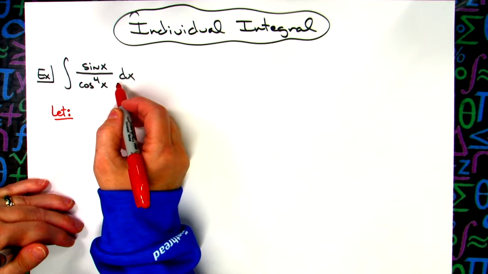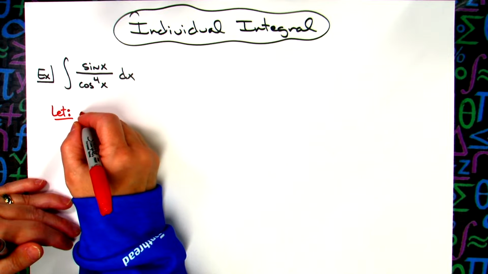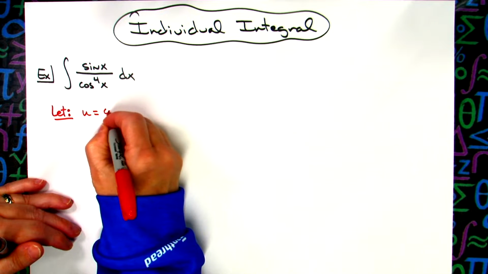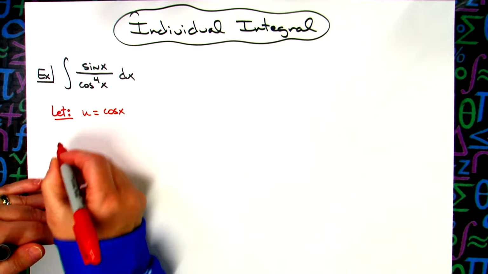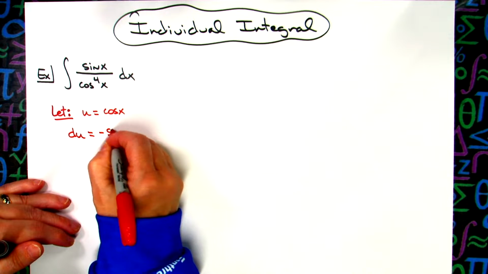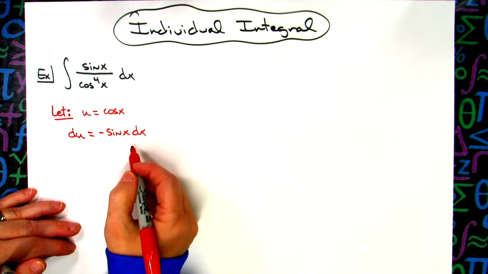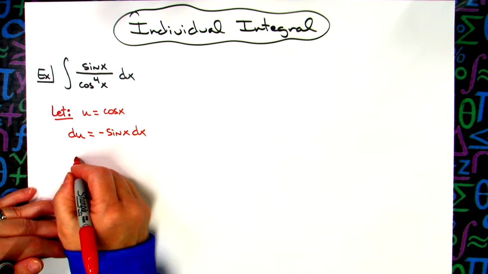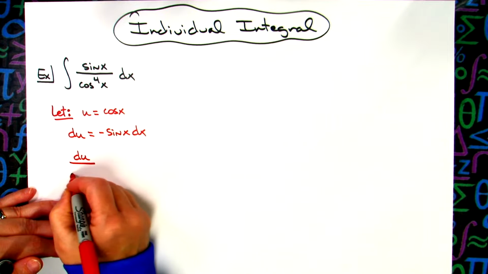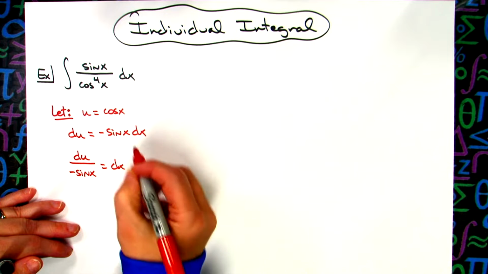The raised to the fourth power is the outside function. The cosine x is the inside function. So I'm going to let u be cosine x. I'm going to take the derivative of both sides, so we'll have a du is equal to a negative sine x dx. I'm going to go ahead and solve all the way down for that dx. So then we'll have a du over a negative sine x is equal to that dx.